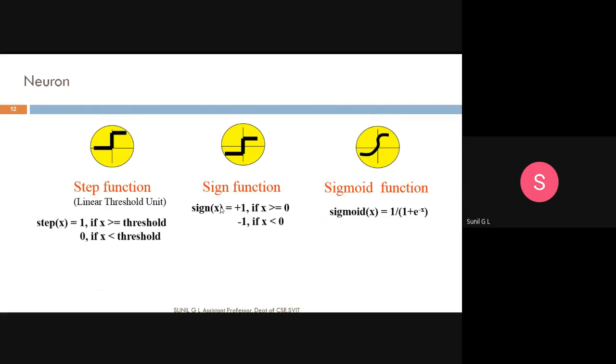Then the sign function. In the sign function, if the summation value x is greater than or equal to 0, the output is +1. If it is less than 0, the output is -1. The sign function is nothing but plus or minus.